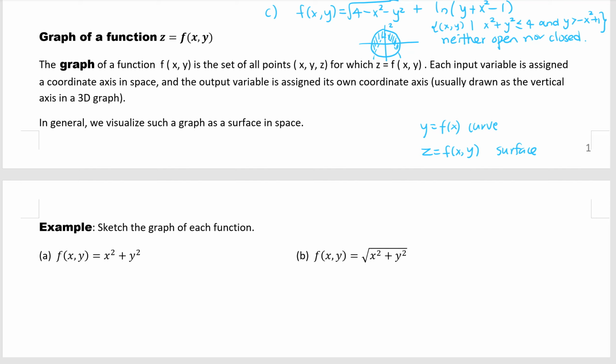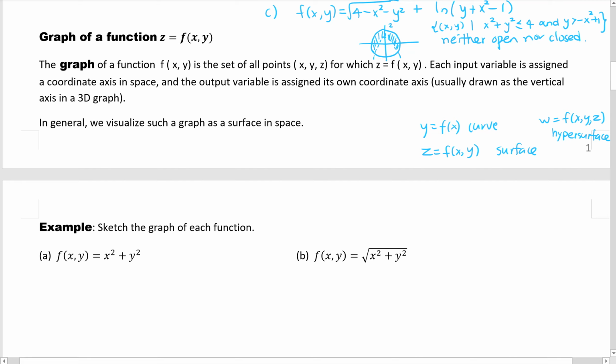You might ask, how about if we have more and more variables? We say those are hypersurfaces. Oh, typo. Hypersurface.